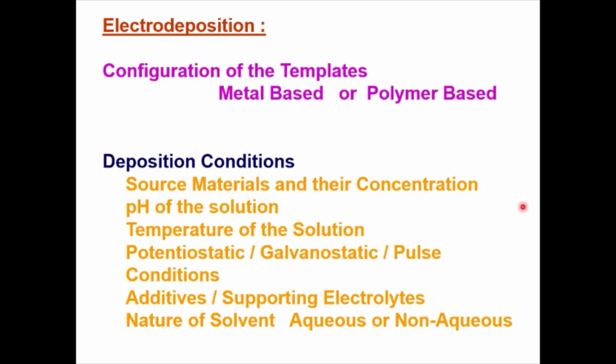And also this electrochemical reaction you can control with additives or supporting electrolytes and the solvents. The nature of solvent, you can have aqueous solvent or non-aqueous solvent. Most of the metal deposits are if you are using chlorides or sulfates or nitrates or acetates. This is done with aqueous, so it is easy to control reactions in aqueous compared to non-aqueous depositions.